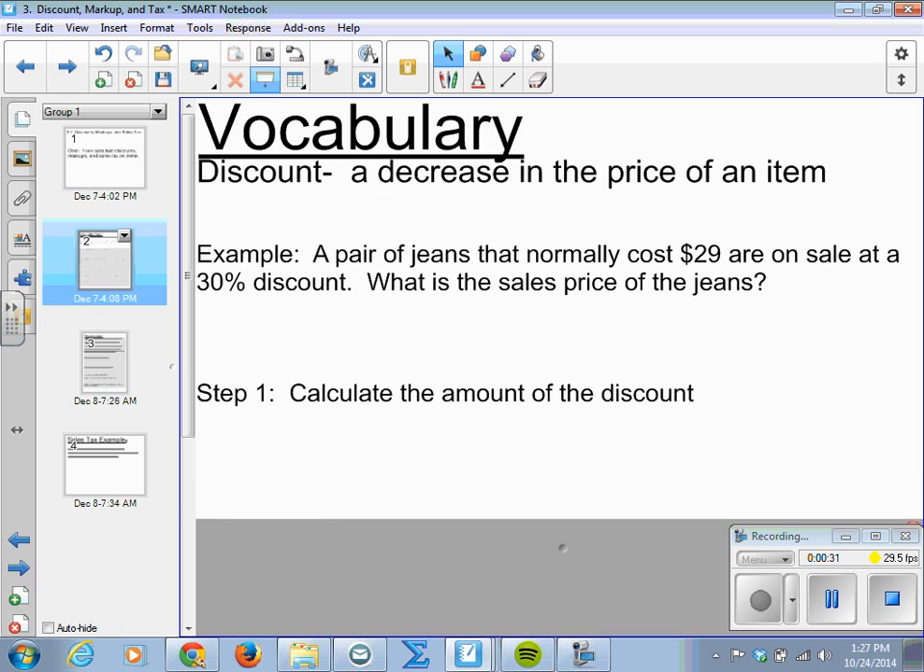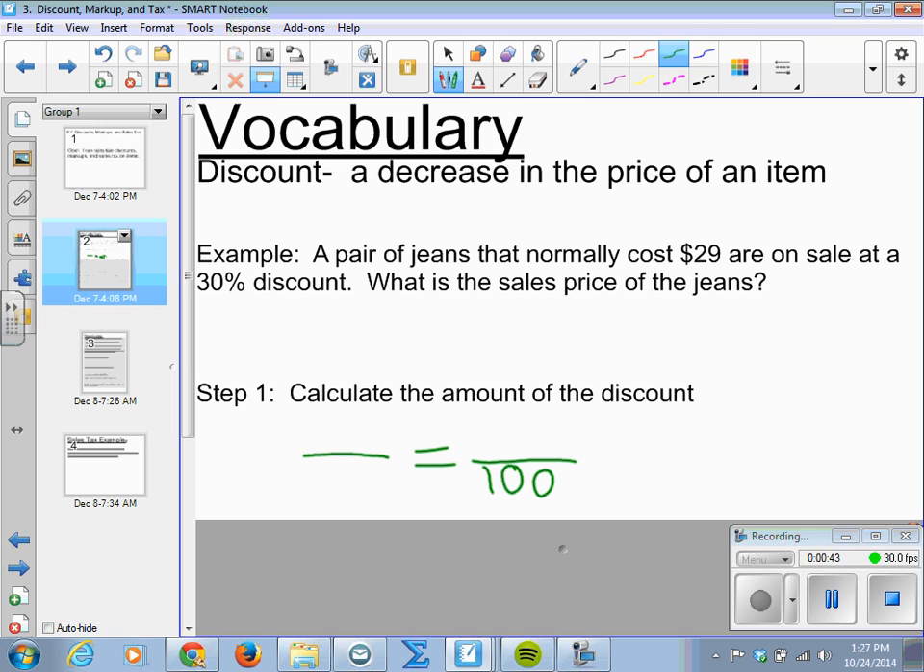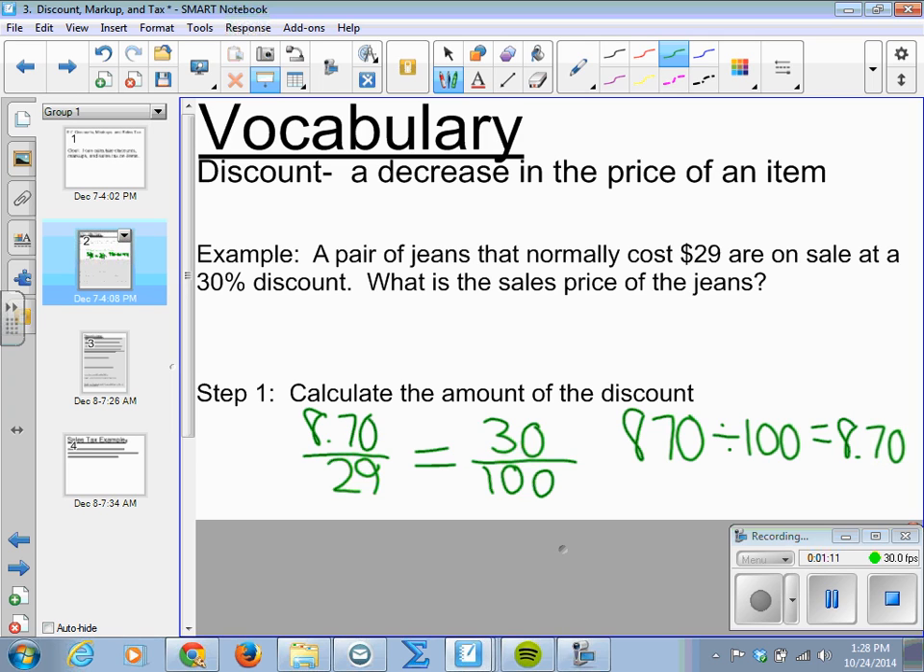So we have to start by finding the amount of the discount, and we can use our percent proportion to do this. So we know that we have a proportion. The 100 always goes here. That's our percent side. And we're taking off 30%. Now the original price of the jeans was $29. So that's our whole amount. So that goes there. And now we do our percent proportion. So we do 30 times 29, our cross multiplication. That will give us 870, and we divide that by 100, which equals $8.70. So that's the amount of money we're taking off of the jeans.